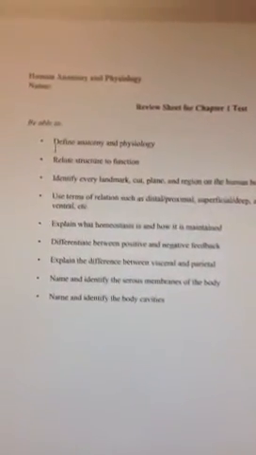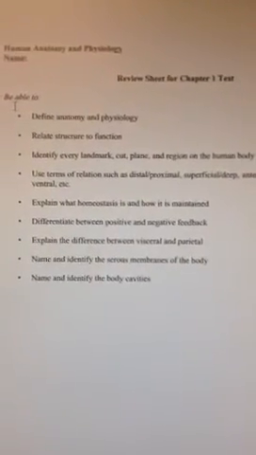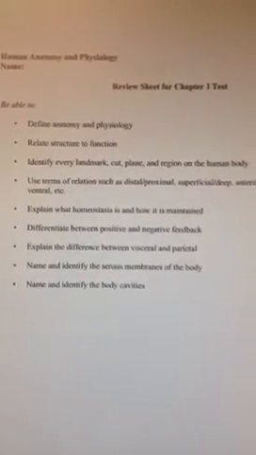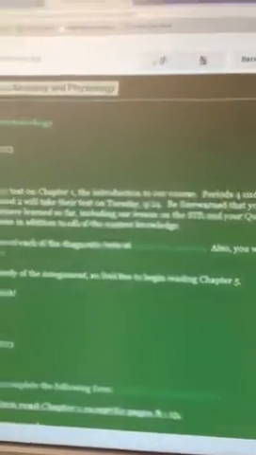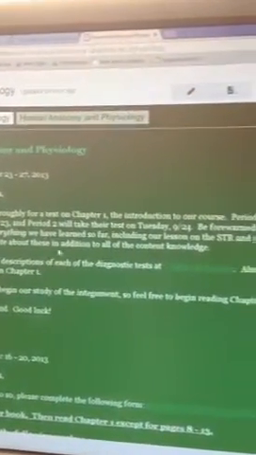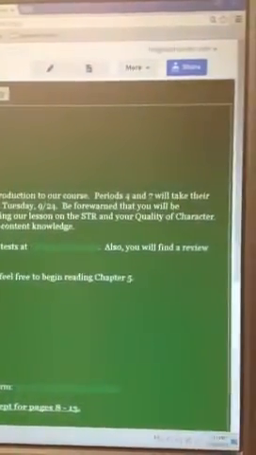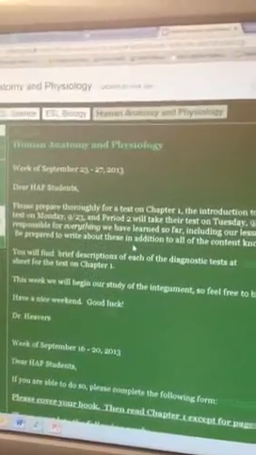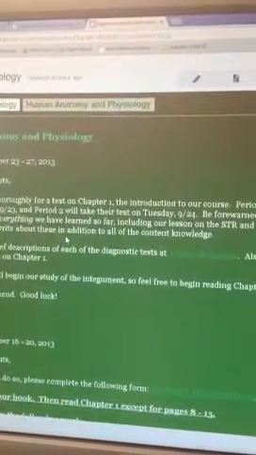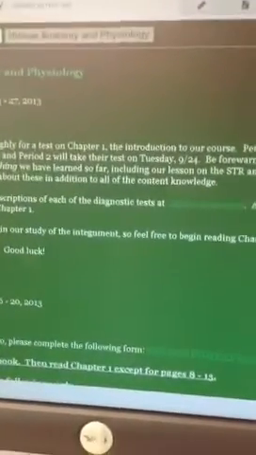In addition to knowing all of this, I would also like for you to know your quality of character and what an STR is. So I tell you that right here. Be forewarned that you will be responsible for everything we've learned so far, including our lesson on the STR and your quality of character. Be prepared to write about these in addition to all of the content knowledge.